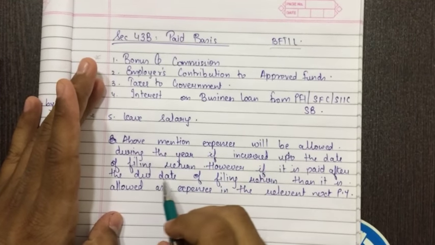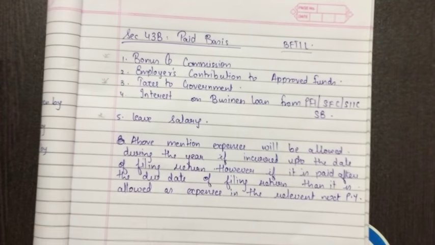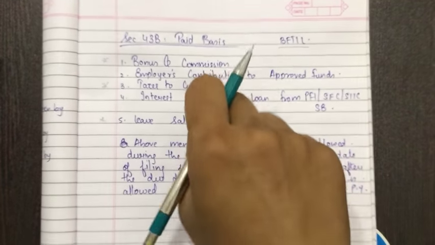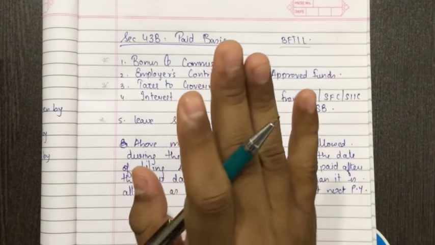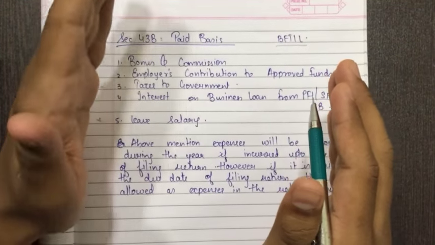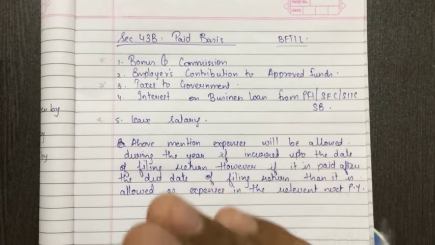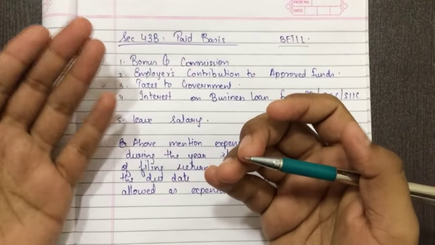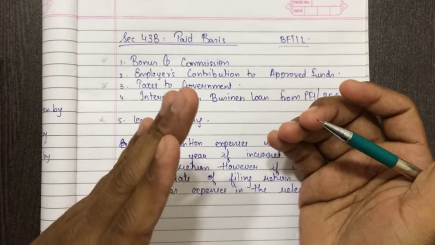However, if it is paid after the due date of filing return, then it is allowed as an expense in the relevant next previous year. Quite self-explanatory. I don't need to explain this part, but this part will be allowed up to the date of filing return, not other expenses. Are you getting it? I said 31st July 2016 is for the normal SSC whose books are not getting audited. If the SSC's books are getting audited, then he'll get an extra period up to 30th September 2016. Are you getting me?